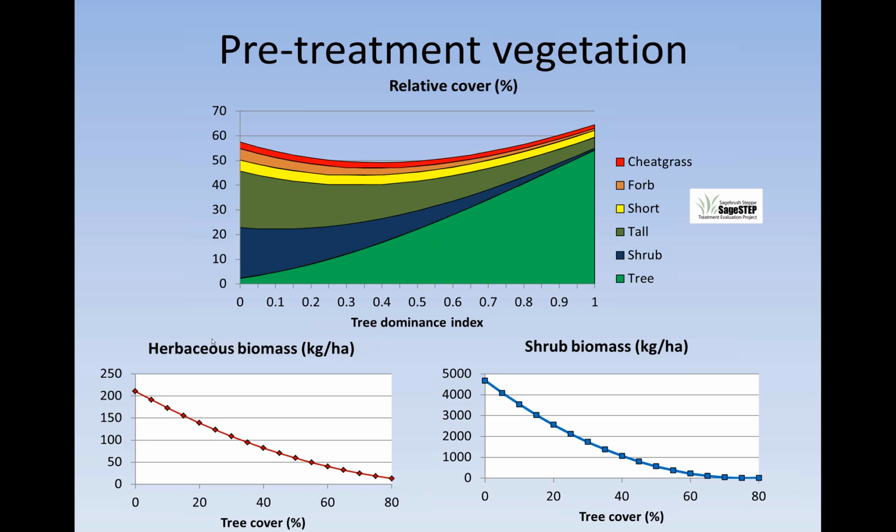If you look at biomass, and this is from a subsequent shred study that we did in Utah, the herbaceous biomass greatly decreases as your tree cover increases, and your shrub biomass also. So doing nothing means the trees are crowding out the understory and setting it up for fairly intense fire conditions.